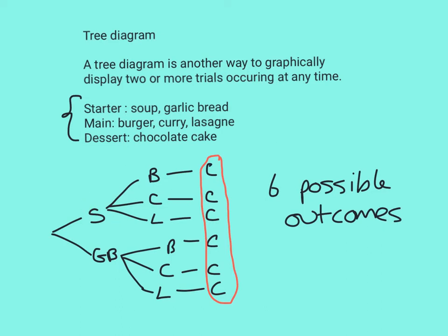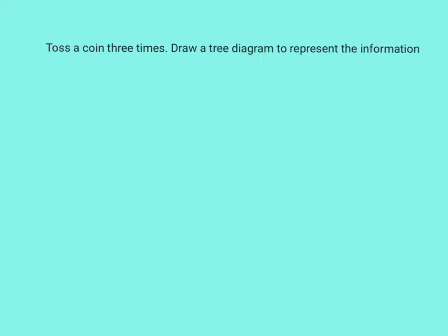Okay, and when we're reading it, we can read it like this. We have soup, burger, chocolate cake; soup, curry, chocolate cake; soup, lasagna, chocolate cake; garlic bread, burger, chocolate cake; garlic bread, curry, chocolate cake; and garlic bread, lasagna, chocolate cake. Okay, so a tree diagram just shows really nicely how to put that in a kind of table, but also give us all the possible outcomes.